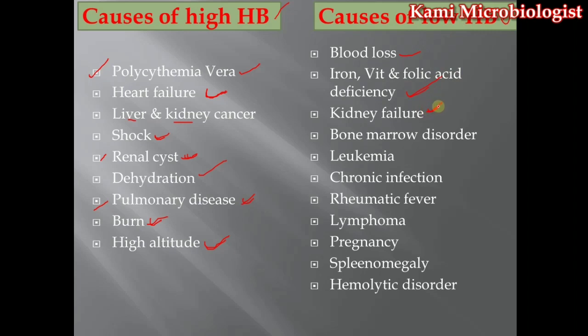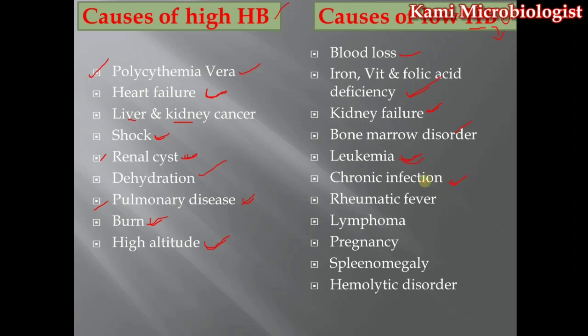Kidney failure means the adrenal gland has failed. If it fails, what happens? Erythropoietin will not be produced, so it will not activate the bone marrow to produce blood. If blood cells are not produced, meaning RBC are not produced, the hemoglobin level automatically decreases. Bone marrow disorder means the bone marrow is not producing enough RBC, which will cause a low level of hemoglobin. Leukemia, in which the white blood cell concentration becomes high, leaves low space for the RBC. So if there is low space for the RBC, we have low hemoglobin.